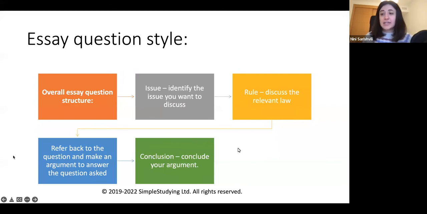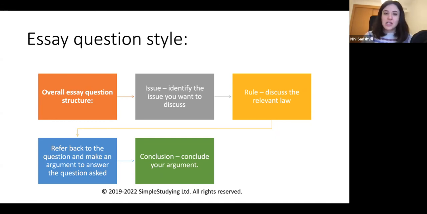Essay question style is different. And here we need an introduction. The introduction can be around 10% of the essay. If the word limit is 2,000 words, the introduction can be around 200 words, but make sure that you don't write too long an introduction, because the introduction is supposed to be only a brief summary of the case, of the law at hand.